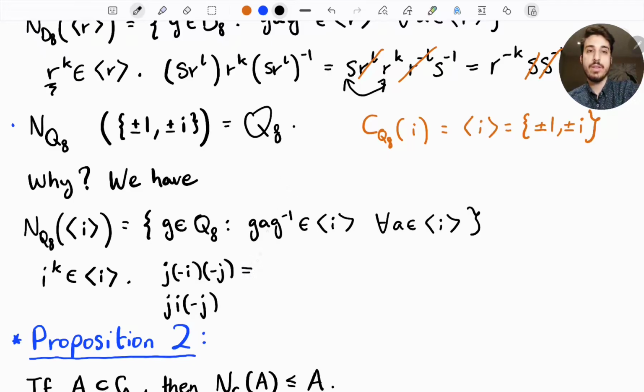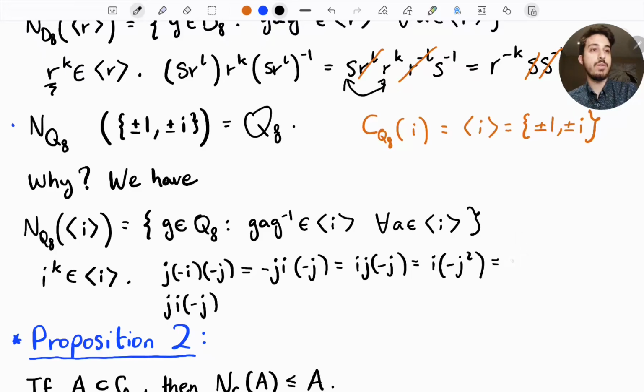We have here in the first case, J I J minus 1, we get minus J i times minus J. And we use one of the properties we know about quaternion groups to flip this and change their signs to have I J times minus J. And this gives us just I times minus J squared. And minus J squared is equal to I times minus of minus 1, which is just equal to I. And I, of course, lies in the subgroup generated by I.